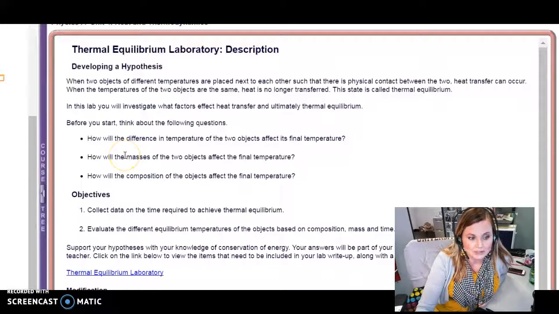How will the difference in temperature of the two objects affect its final temperature? How will the masses of the two objects affect its final temperature? And how will the composition of the objects affect the final temperature?